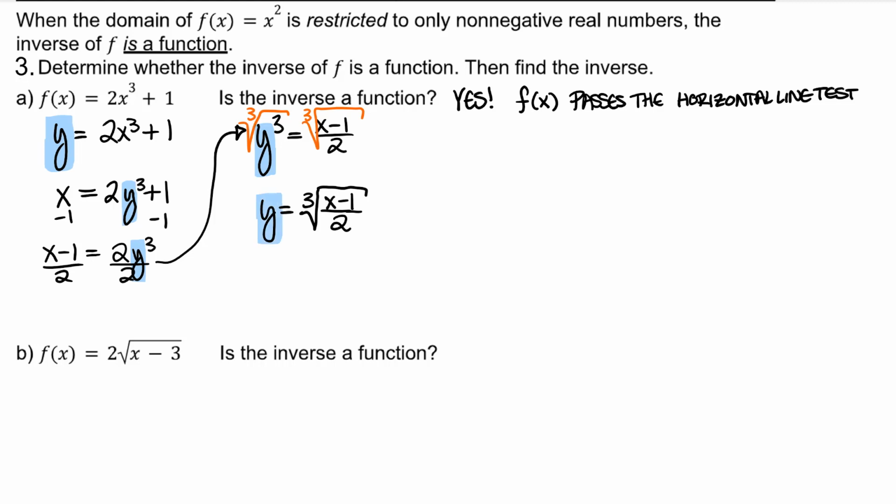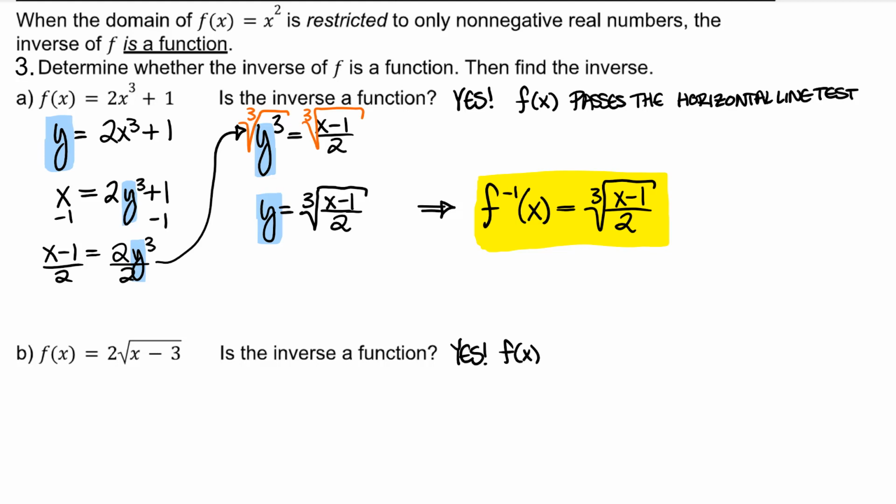You do not need to rationalize because this is a function, not an expression. So rewrite y as f inverse of x. For part B, is the inverse a function? This is a square root function, and a square root function passes the horizontal line test. So yes, the inverse of this is a function. Now find the inverse.